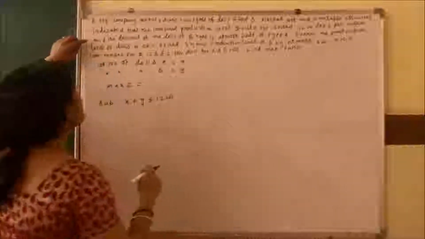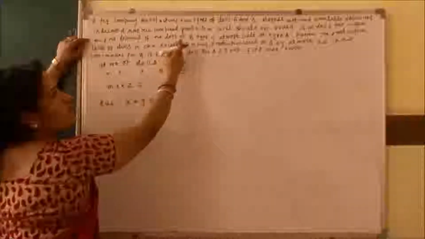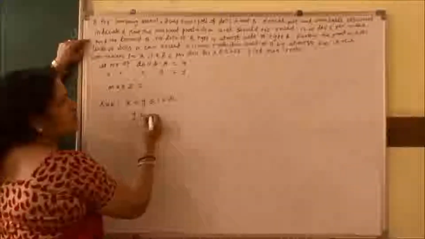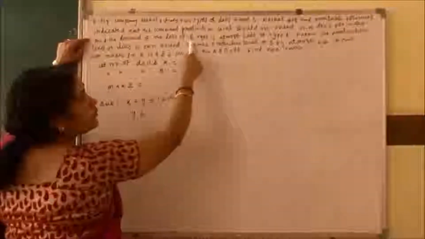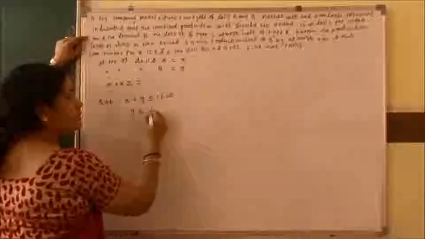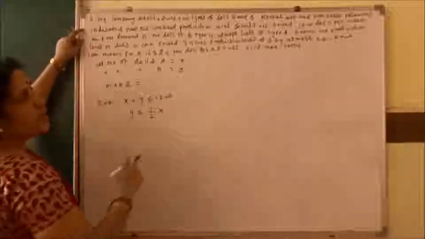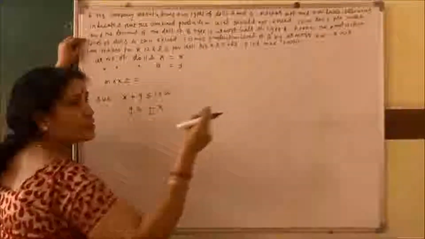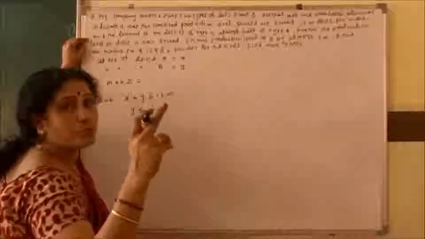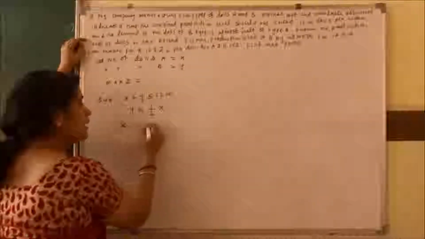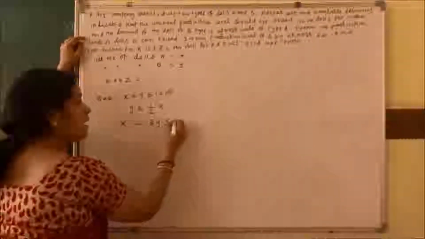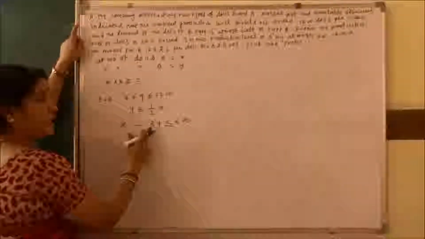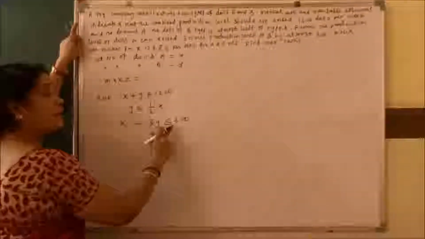Clear? Then next, they are saying the demand of dolls type B, y, is at most half of type A, which means y is less than or equal to half into x, another equation. And further, the production level of dolls A can exceed 3 times the production level of type B by at most 600, which means the difference between x and 3y is less than or equal to 600. See, production level of type A can exceed 3 times the production level of type B by at most 600.